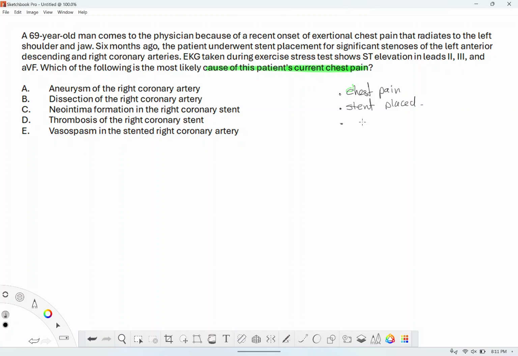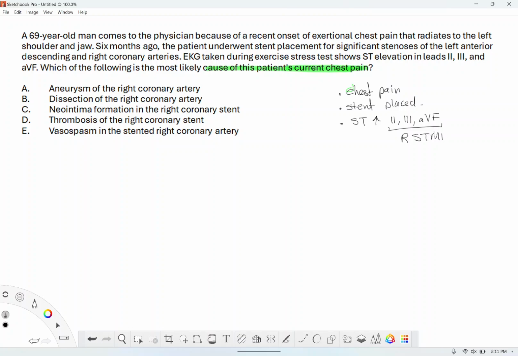EKG shows the ST elevation. EKG shows ST elevation in 2, 3, and AVF. So this ST elevation means right heart MI. Okay, so I'll say right STEMI because it's ST elevation, so we'll say right STEMI.